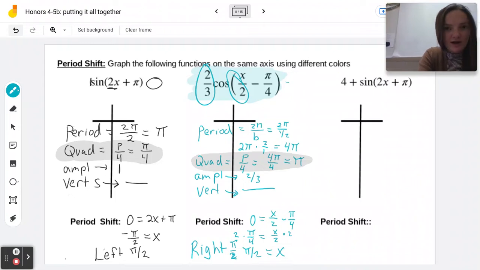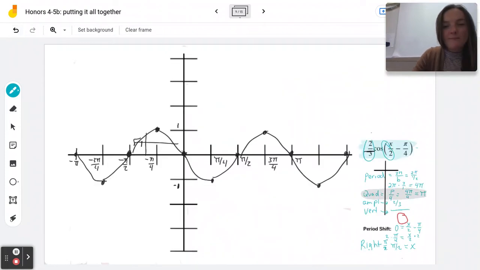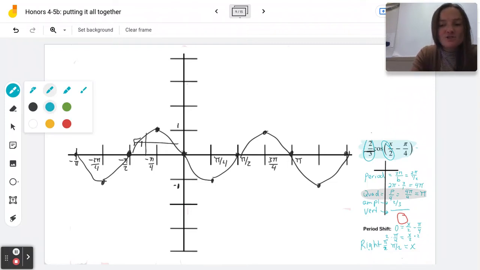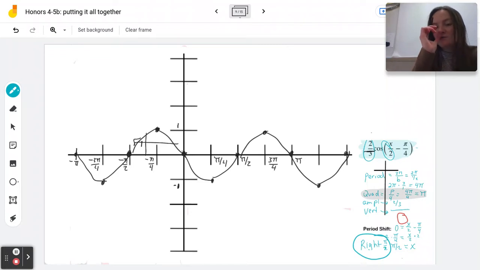So let's go on to our graph and graph this. Okay, so the first thing that we want to establish here in our graph, well, we can't do the quadrant because we already made quadrants, but we can certainly pick out some quadrant lines. But in order to do that, we've typically started our quadrant lines on the y-axis. But we can't do that this time. And the reason we can't do that is we first need to move right pi over 2.